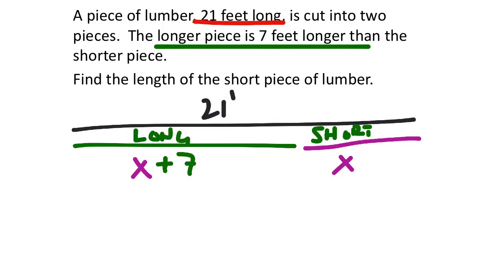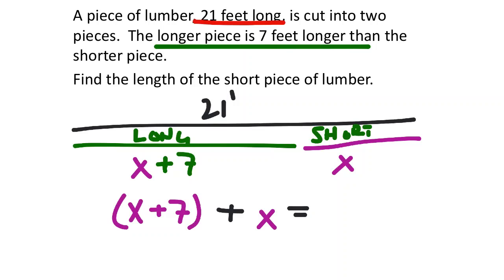Now, here's what they want. They want you to say, well, you're going to take the long piece, which right now is X plus 7. Right, that's our long piece. You can put in parentheses. You don't have to. And we need to add the short piece. Now, if I took the long piece and the short piece and added them together, how long would that piece of lumber be? It'd be 21 feet long.